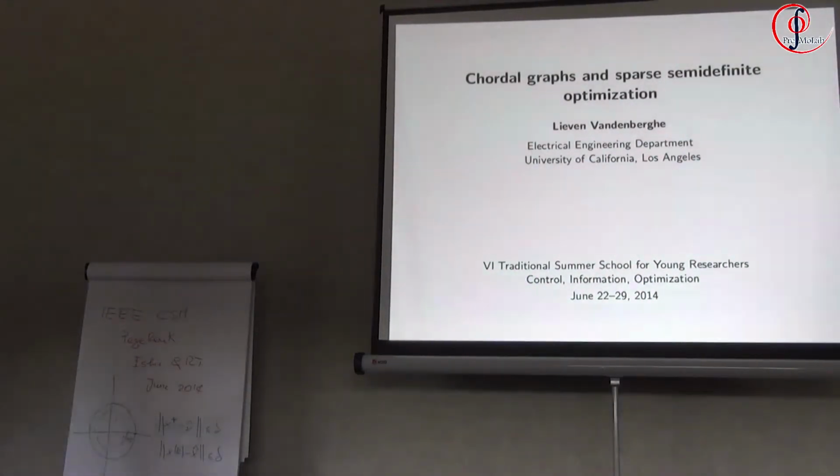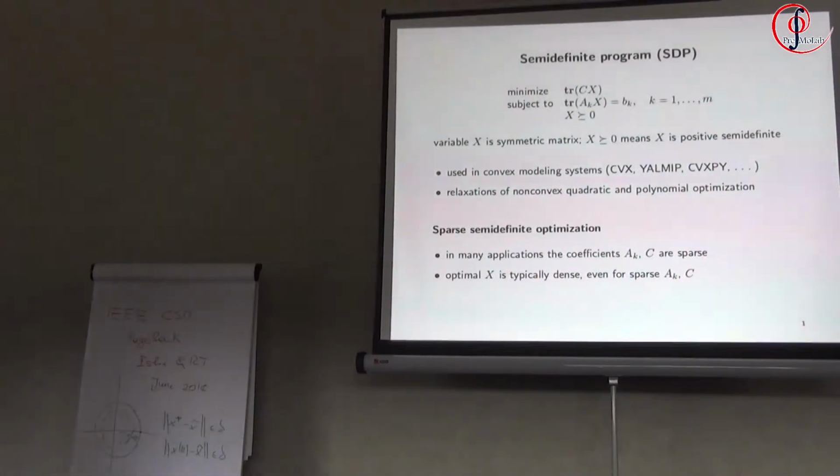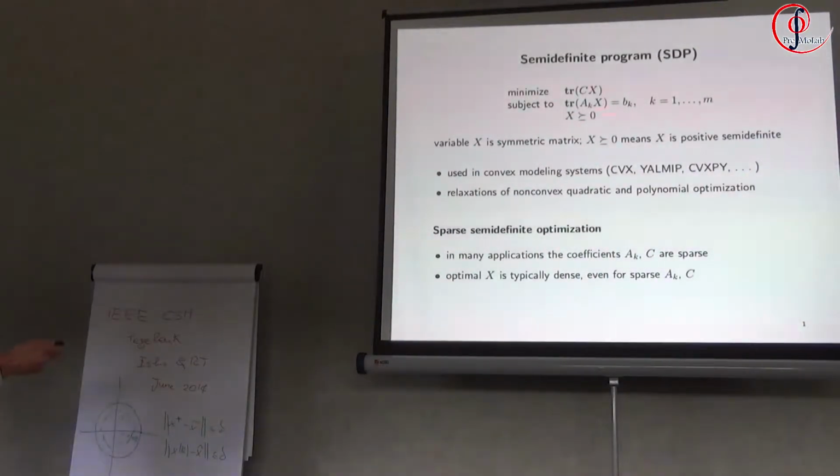So I'll start by explaining the words in the title. I think most of you know what a semi-definite programming problem is. You have a symmetric optimization variable x that has to be positive semi-definite. Then you have a linear equality constraint on x and a linear objective function. You express them as a trace of a symmetric matrix times x, and that's called an SDP.